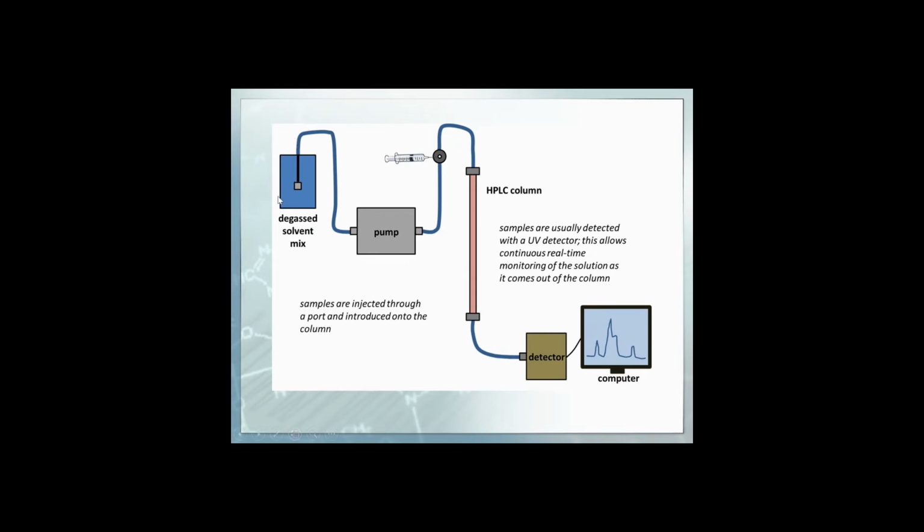So basically you start with your solvent here. This is your mobile phase. It then gets put through the pump, which makes it high pressure. From here, that high pressure solvent moves up to your injection site, so your port, where you inject your sample. It then moves through the column, where your stationary phase is.